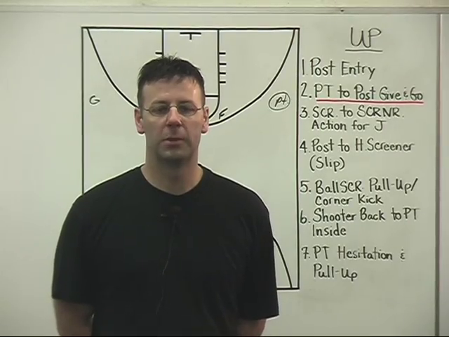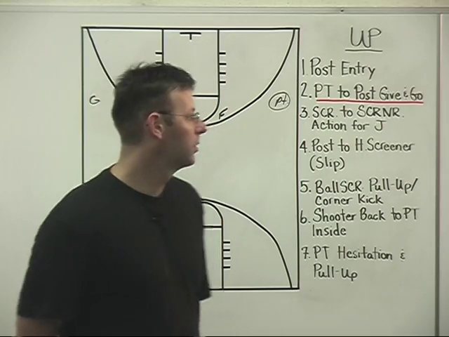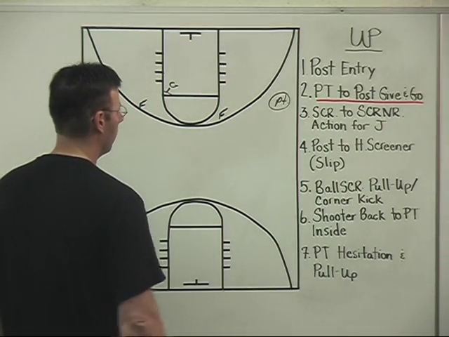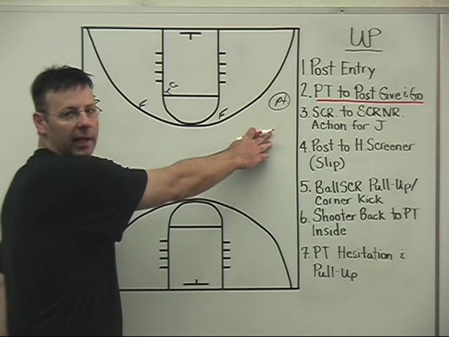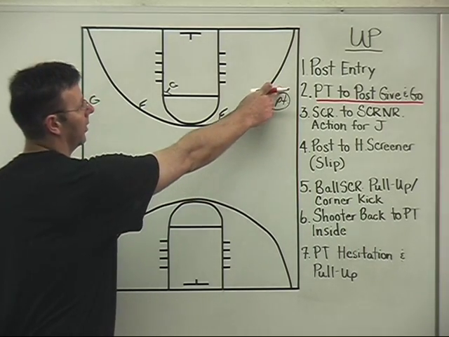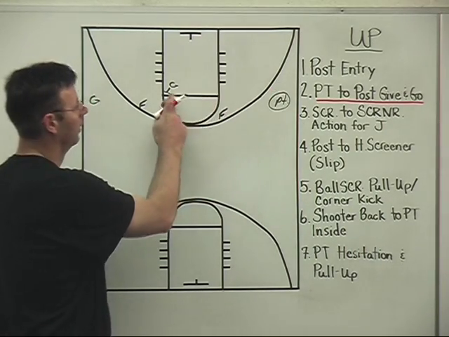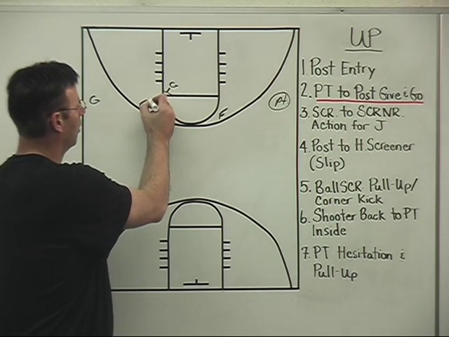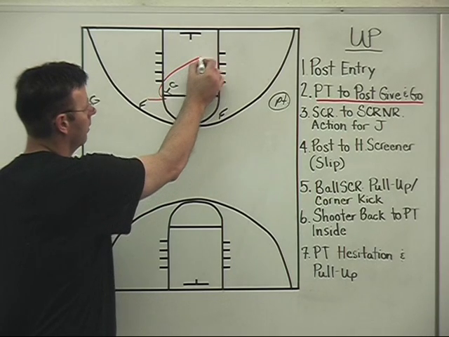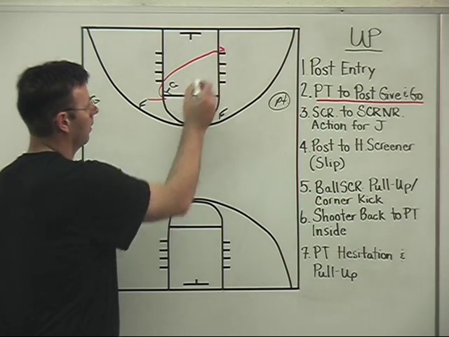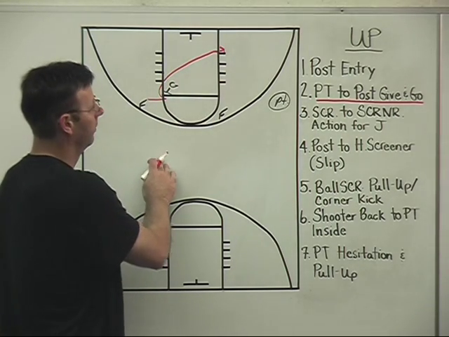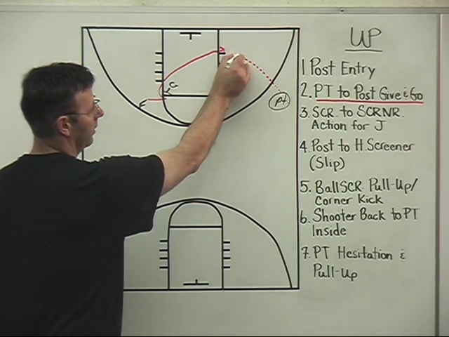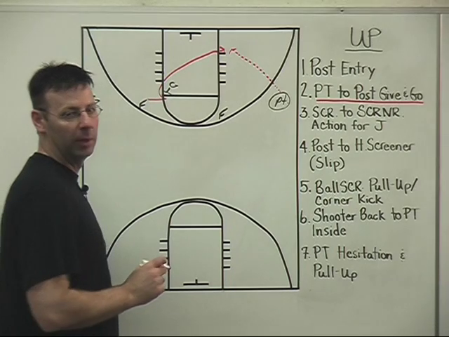Our second scoring option off of up involves a post entry and a give and go cut. Our point guard has dribbled the wing extended. Our wing player runs their basket cut, ends up in the back screening area right here. We're going to bring our forward to the post area. We're going to post enter on time here with flash.